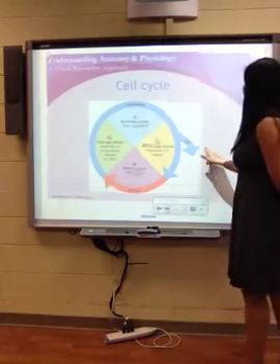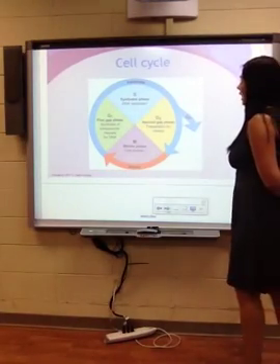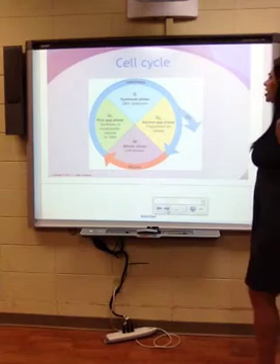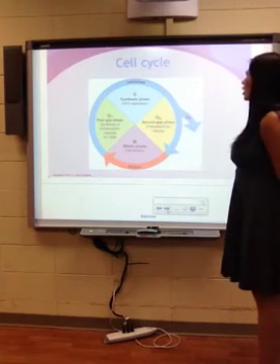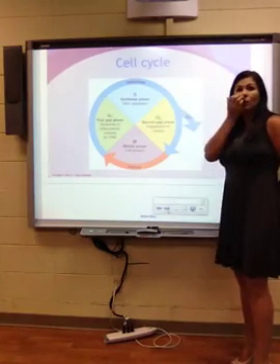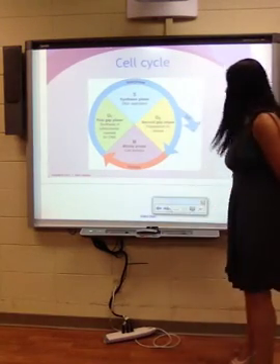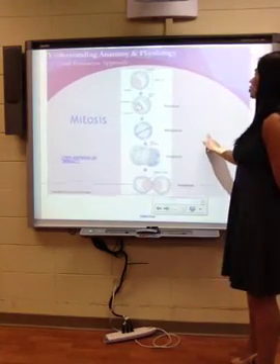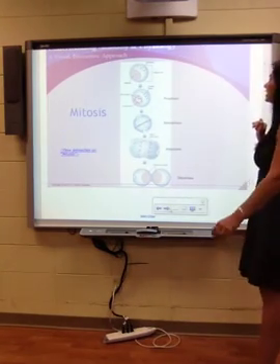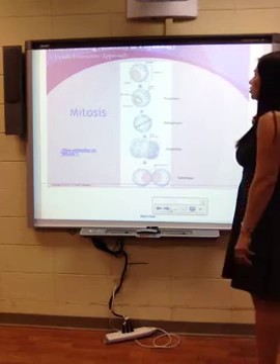Okay, this is the very last part of our lecture. Thank goodness. The cell cycle. We're going to touch on the cell cycle. We're not going to go into it in depth because we'll do this again when we talk about the reproductive system. So you do want to know what's going on in each of these phases of mitosis.